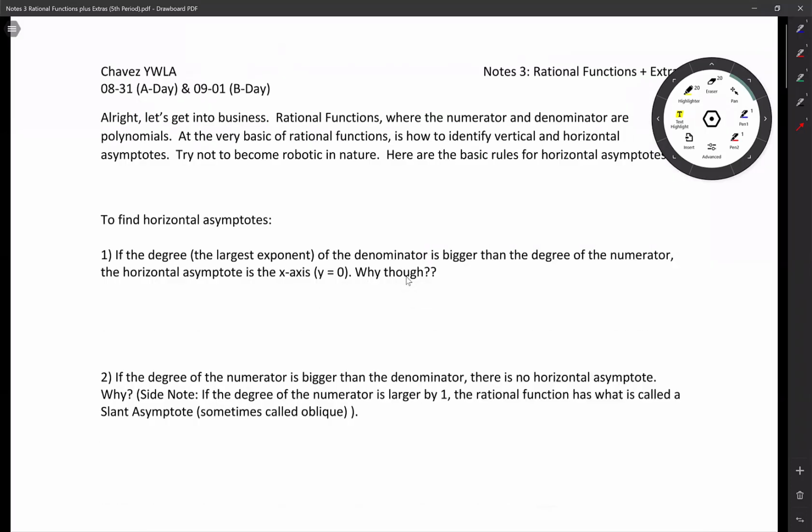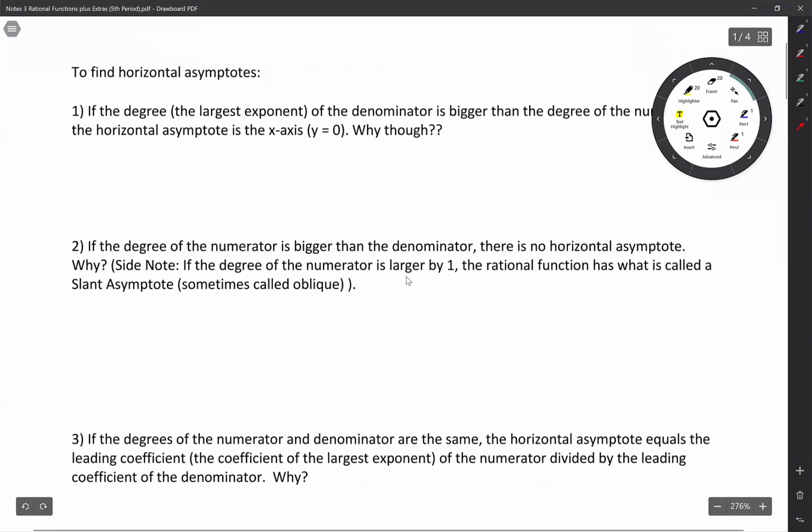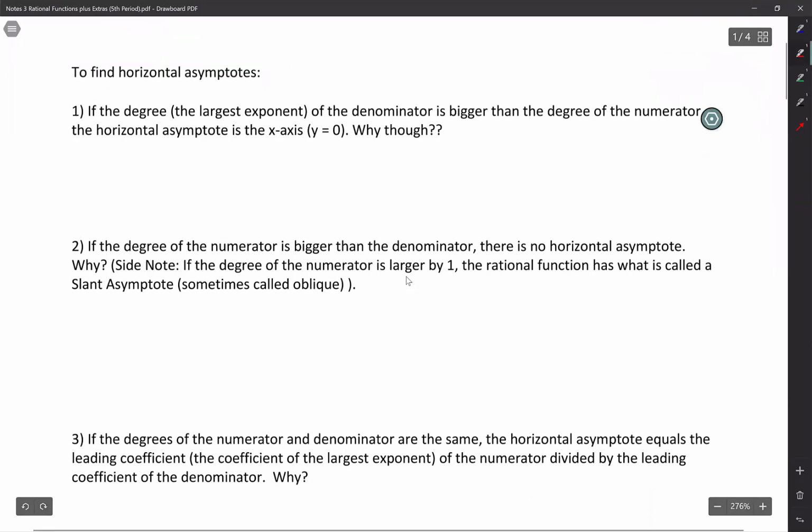All right, rational functions. So let's talk about horizontal asymptotes real quick. So I have, let's see, what does the first one say? If the degree of the largest exponent of the denominator is bigger than the degree of the numerator, the horizontal asymptote is the x-axis, y equals 0. Why though? Okay, let's make one up.